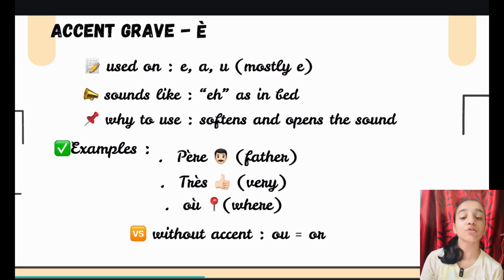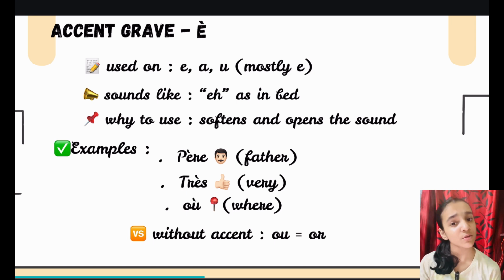So the next is accent grave. It is used on the letters E, A and U, and mostly with the letter E. It sounds like the e in the word bed. Why use it? Because it softens and opens the sound. Let's see some examples. Like you can see in the word père, it is placed above the letter E, as well as in the word très and in the word où.